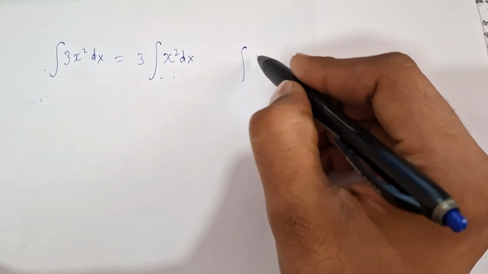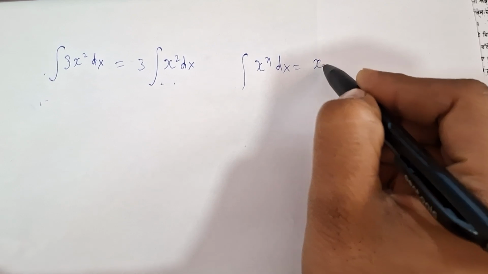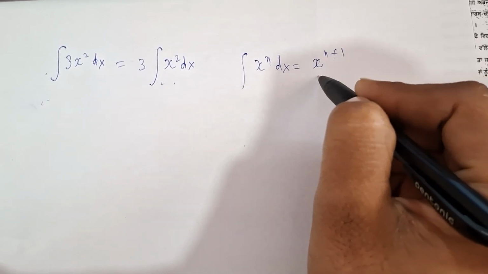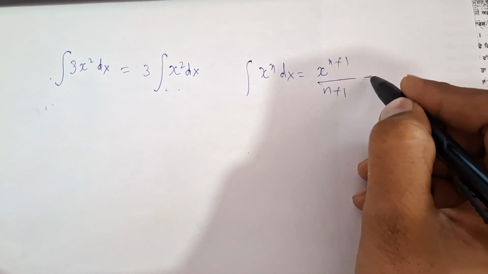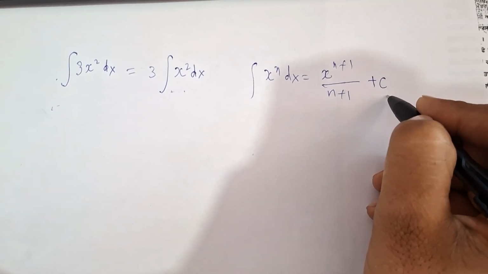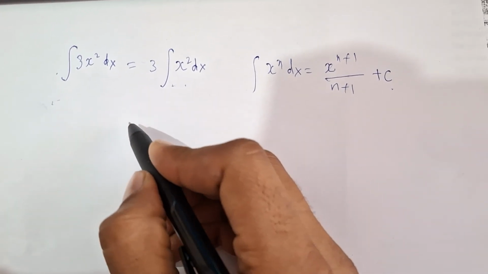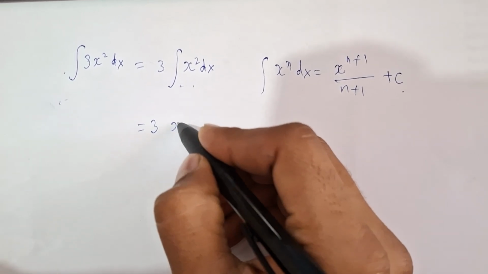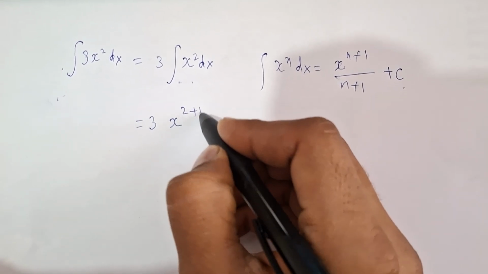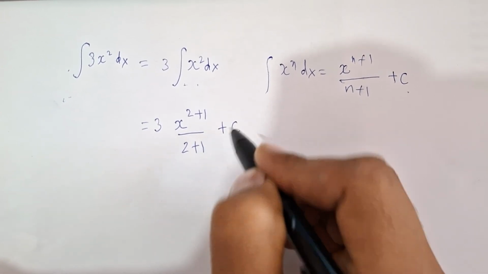integration of x raised to power n dx is equal to x raised to power n plus 1 over n plus 1 plus c, where c is any constant, okay? So here we will apply this formula and we will get 3 times x squared, it will be x raised to power 2 plus 1 over 2 plus 1 plus c.